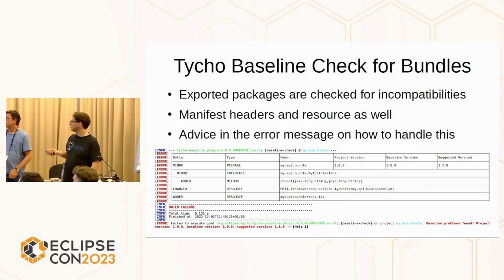And yeah, in the end, you see there's a problem. You get a description what has changed and how it is qualified. For example, in this case, this is classified as a minor change, and then you are suggested to increase your version from 1 to 1.1.